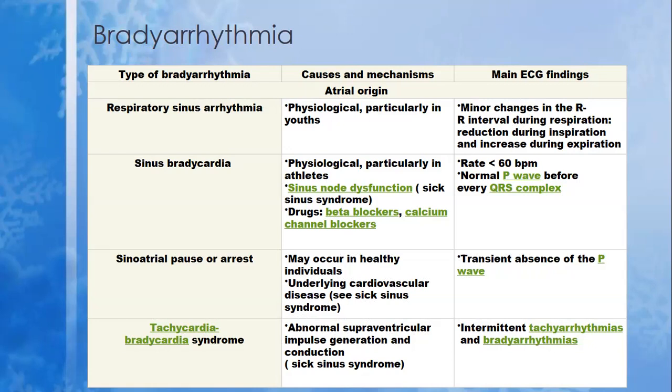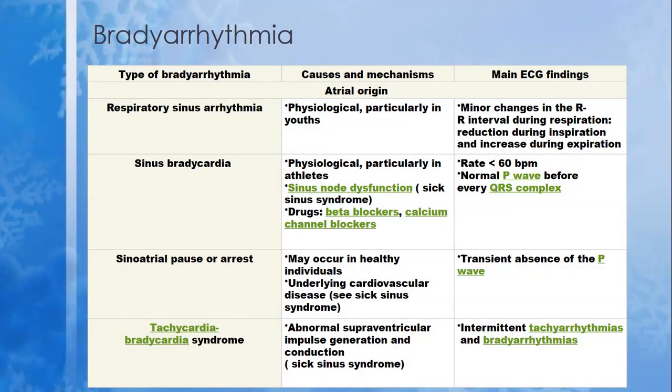it may be due to sick sinus syndrome, that is sinus node dysfunction, or may be due to a lot of other factors, including beta blockers, calcium channel blockers, and some endocrine conditions like hypothyroidism. Here, the rate is less than 60 beats per minute, and a normal P wave before every QRS complex is present in the ECG tracing.